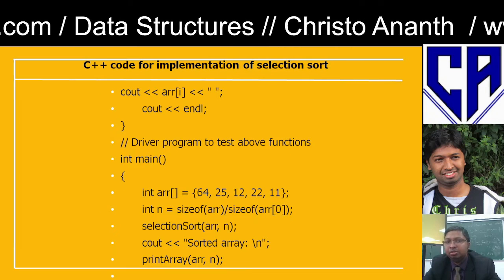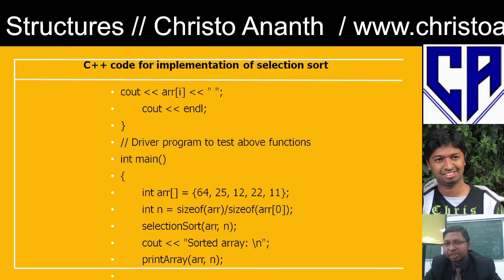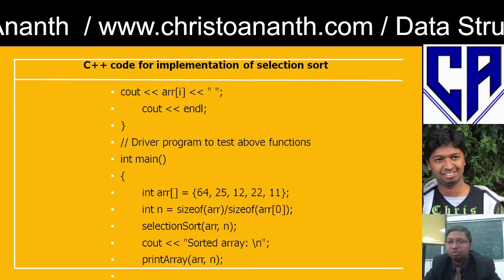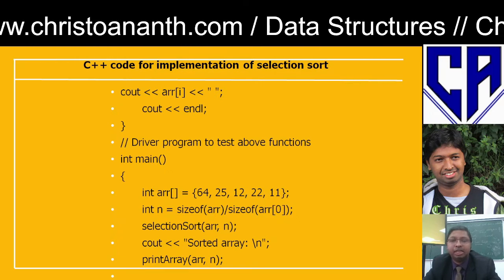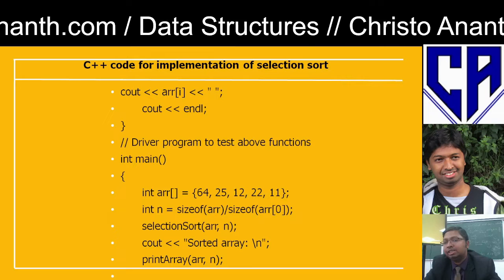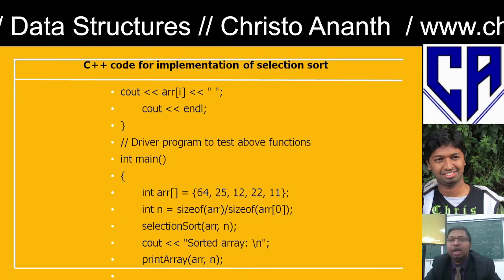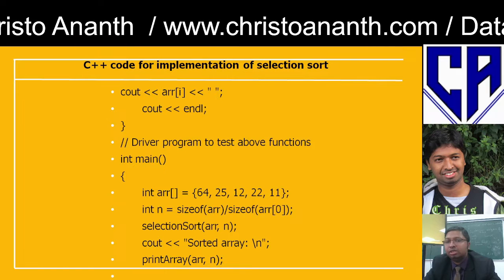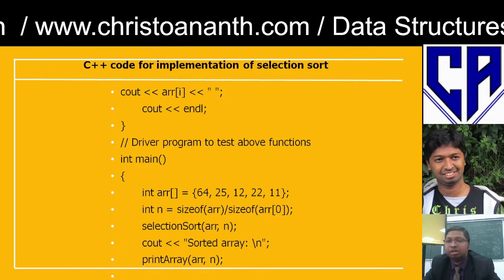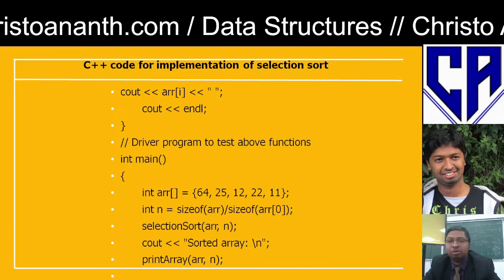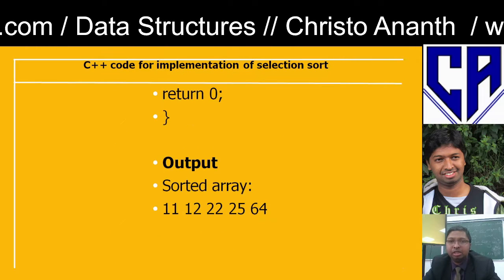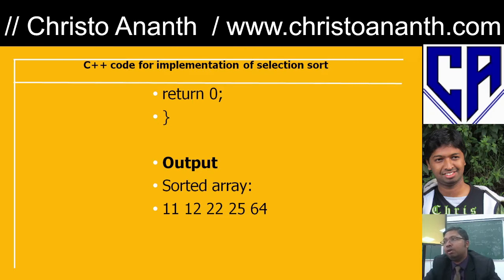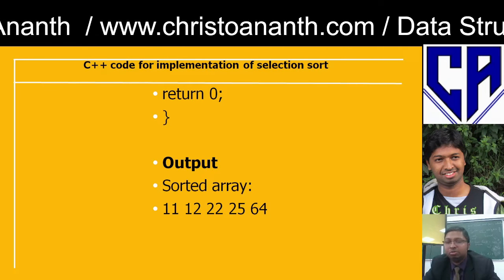Okay. Then you go with the cout. Go with the driver program. So the array is 64, 25, 12, 22 and 11. Then you go with int n = sizeof(arr) / sizeof(arr[0]). Okay. Then you go with selectionSort(arr, n), and you print the sorted array. So we go with printArray(arr, n), and you finally return 0. So if you go with the output, this is what we have obtained: 11, 12, 22, 25 and 64.